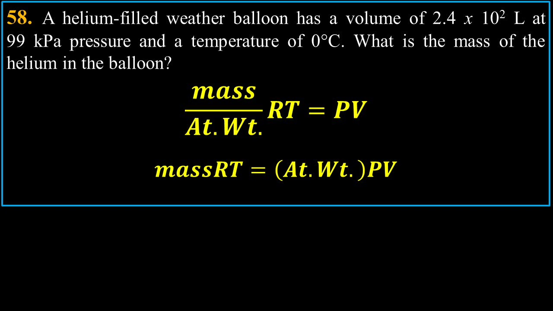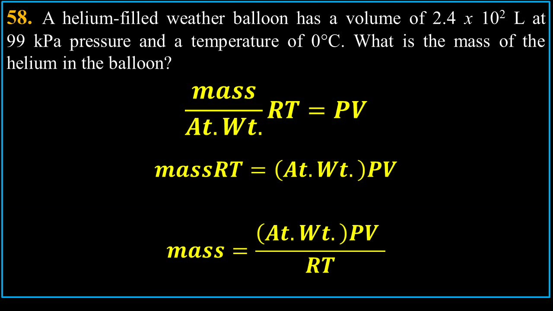See, I flipped the equation as well, which helps. That was the property of symmetry. Then I multiplied by the atomic weight and divided through by RT and came up with the mass.